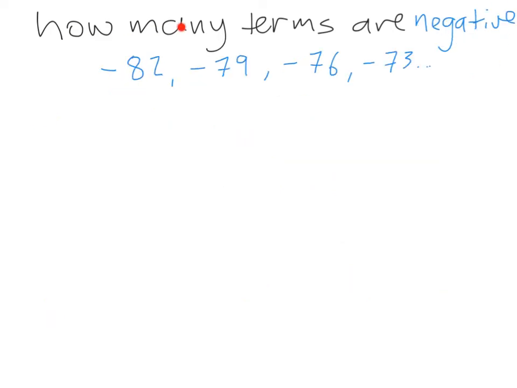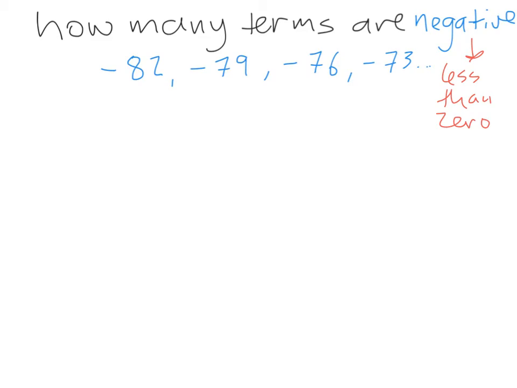Now we want to find out how many terms are negative in the sequence minus 82, minus 79, minus 76, minus 73, and so on. The first thing we have to realise is that negative really means less than 0. So we're going to work it the same way we did the last one. We're going to find the nth term and let it be less than 0 using inequality signs.